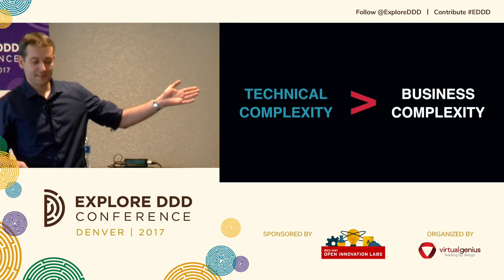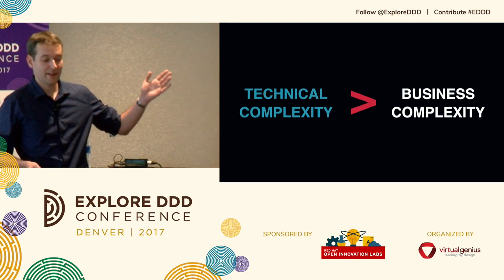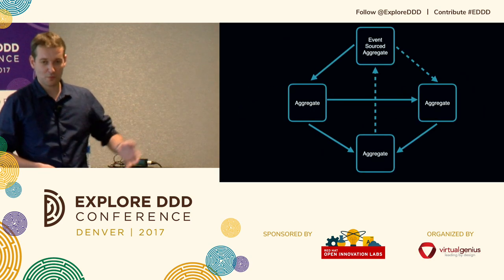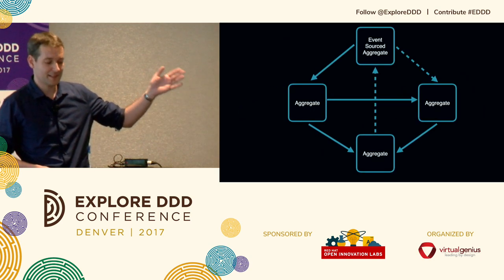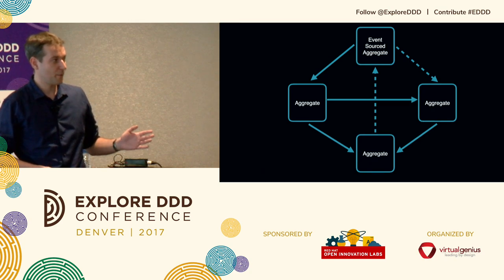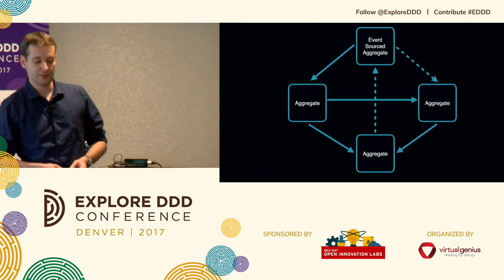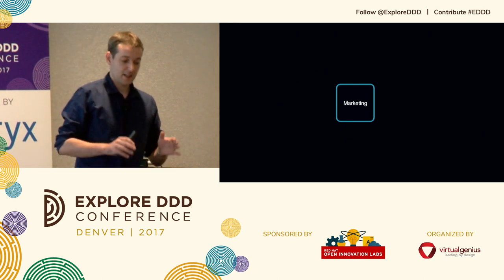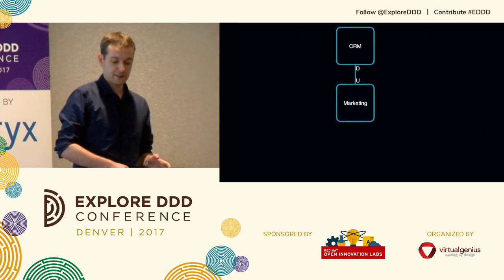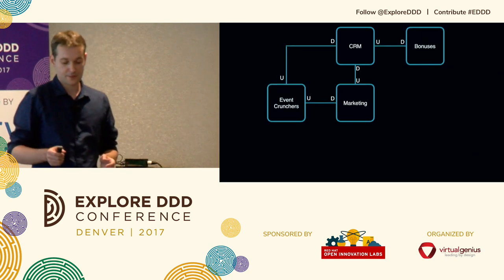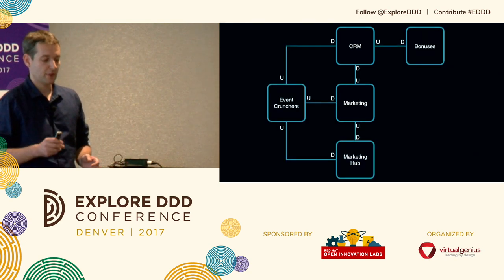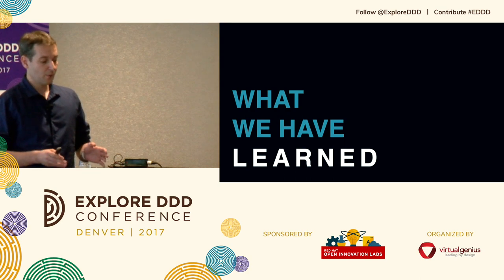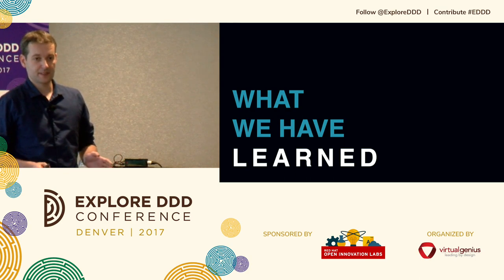And when these complexities differ greatly, it leads to accidental complexity. And that's what this architecture ended up being, accidental complexity. The system was hugely over-engineered. So those are the five bounded contexts I want to tell you about: marketing, CRM, crunchers, bonuses, and marketing hub. Now let's see what we have learned from this experience.